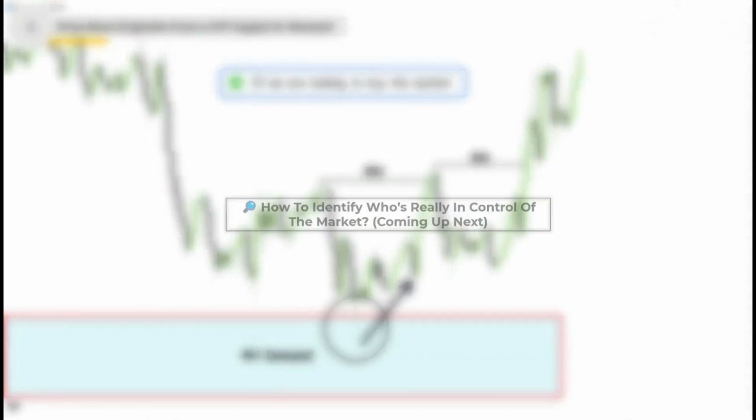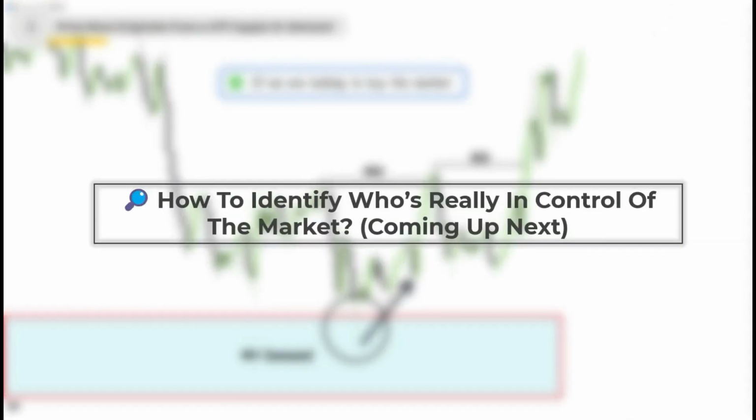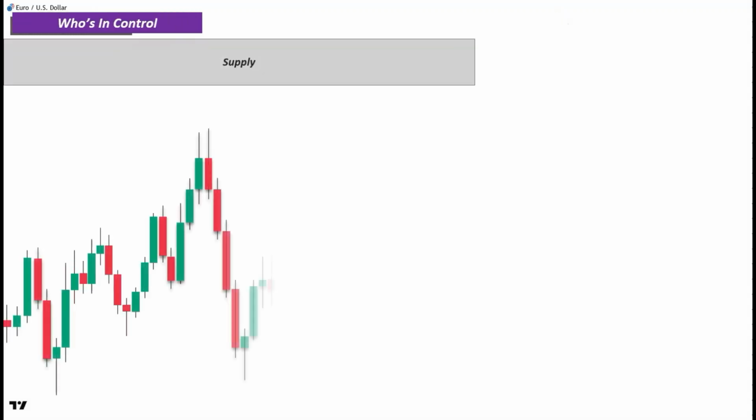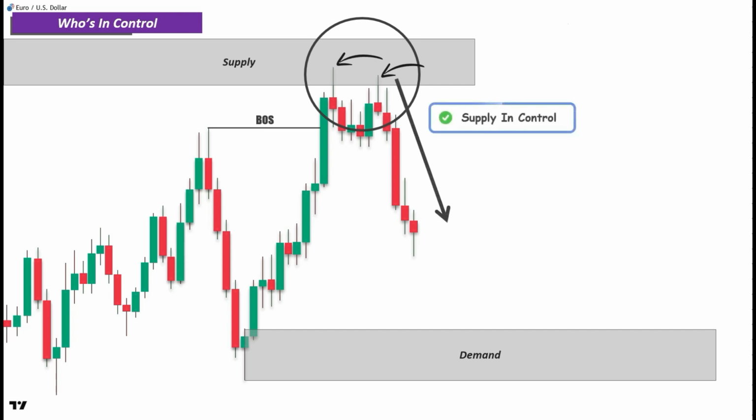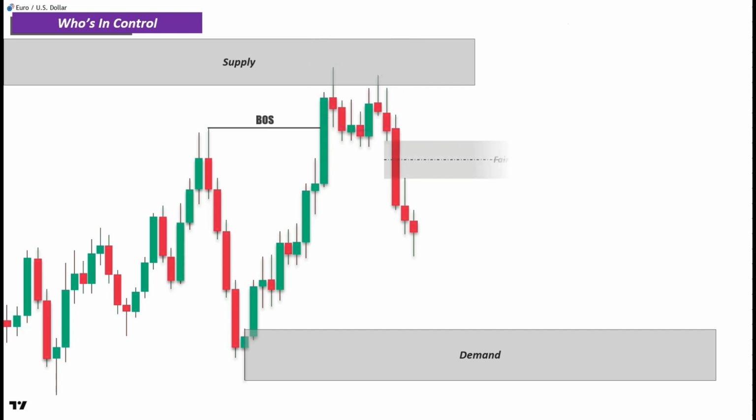Before we go any further, let's quickly recap. How do we identify who's really in control of the market? To understand whether demand or supply is in control, we need to check the most recent price origin. For example, if the market is in a downtrend and price originates from a fresh, unmitigated supply zone, then supply is in control. And we should be looking for selling opportunities, not buys.